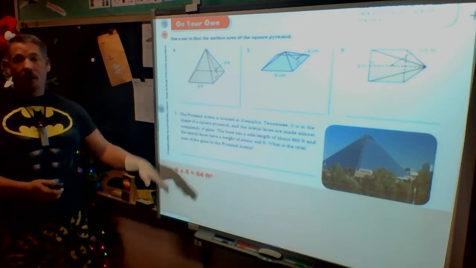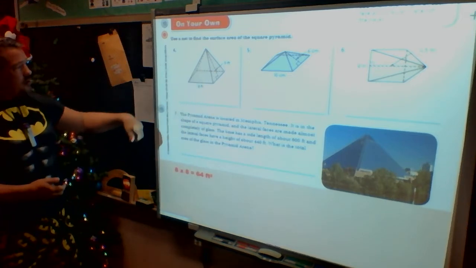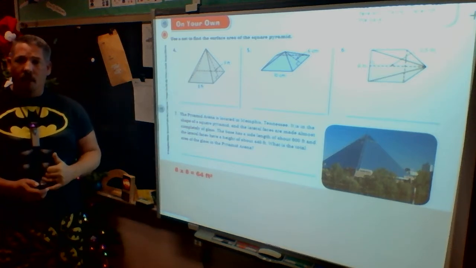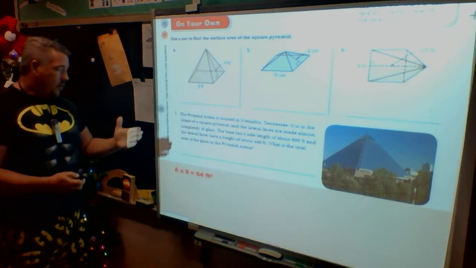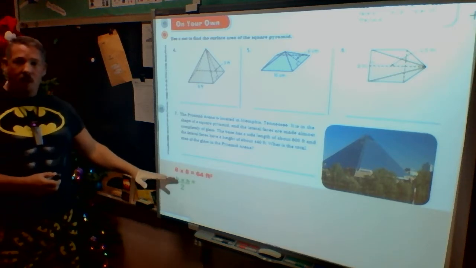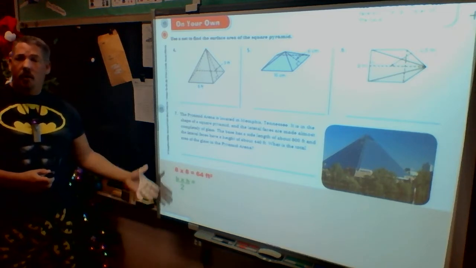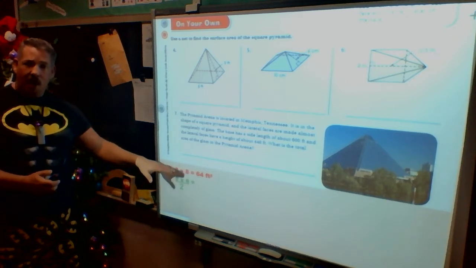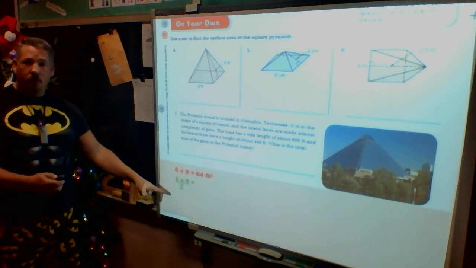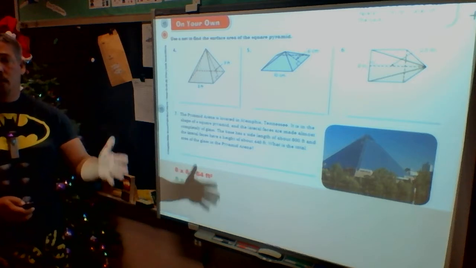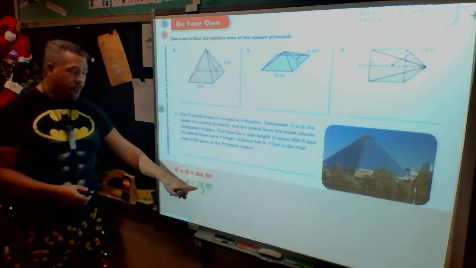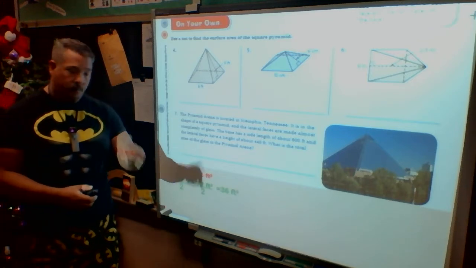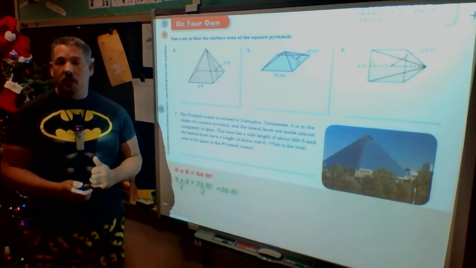And then I have to find the area of my lateral sides. So I have a base of 8 and a height of 9. So what's that problem look like? Hopefully you have the formula in your head that it's base times height divided by 2. And then when I have that, I just fill in the information they give me. So I know it's 8 times 9 divided by 2. 8 times 9 is 72. I divide 72 square feet by 2, which tells me that one triangle is 36 square feet.